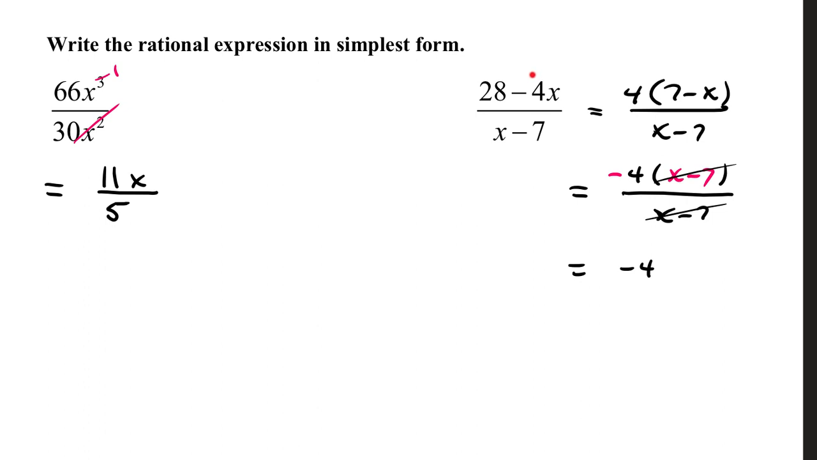In the second example, we have 28 minus 4x. We can factor a 4 out of the numerator. That'll leave 7 minus x. That's 28 minus 4x. Be careful. X minus 7, there's nothing to factor out. We'll leave that as is.